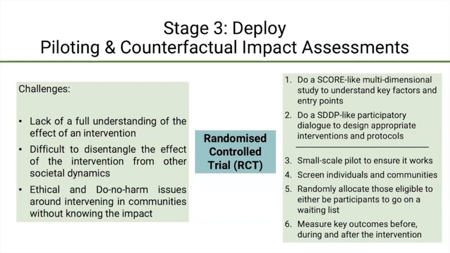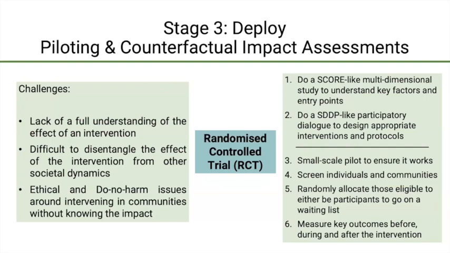You randomly allocate those who you've screened to be eligible to either be participants of the intervention in its first wave, or to go to a waiting list where they'll receive the intervention at a later stage. The reason for doing this randomization into two groups, having a control group, is so that at a later point, when you compare the baseline and the end line of the group that received the intervention and the group that didn't, the community or the individual, that will give you evidence that addresses some of the challenges that I spoke about earlier. So it will help us disentangle the effect of the intervention from other societal dynamics.